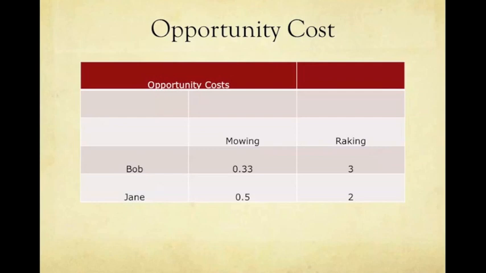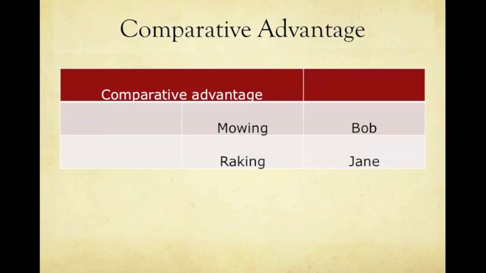From this we can get comparative advantage. Now comparative advantage, we'll remember, is that the person who has the lowest opportunity cost is said to have a comparative advantage in the production of that item. Okay, so who would that be in these cases? Well, we can see that in terms of mowing, Bob is giving up less, and in terms of raking, Jane is giving up less in terms of the other. And so these are the comparative advantages for these two individuals. Comparative advantage, mowing, Bob, raking, Jane.